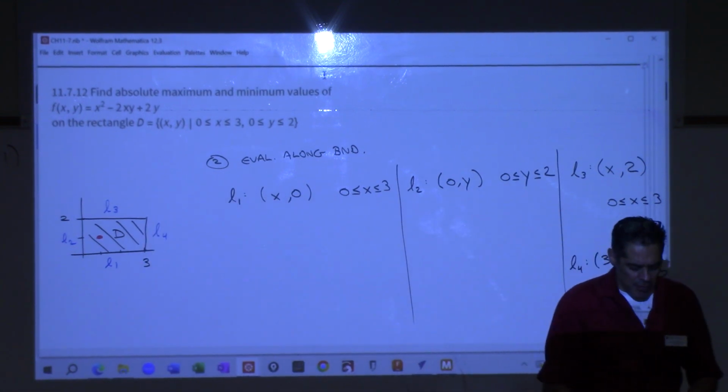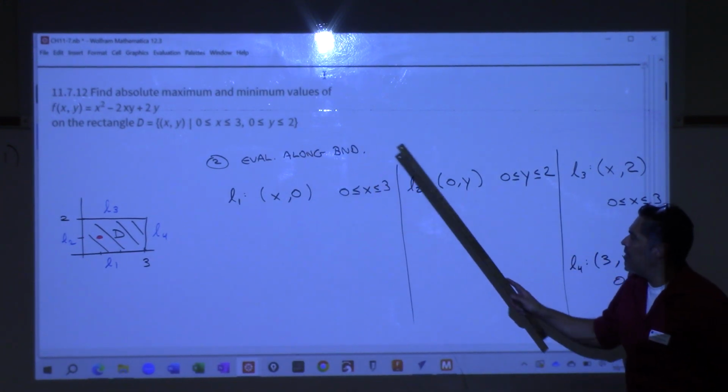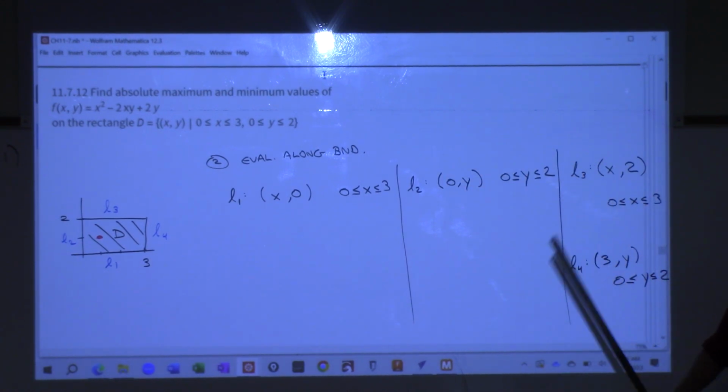And so what you've got to do now is plug in x equals 0 into that, y equals 0 into that, y equals 2 into that, x equals 3 into that. See what you get. If they're linear, just check the endpoints. If they're quadratic, use little derivatives and things like that. You want to see if you can get it? See how far you can get with it. I'll be right back.